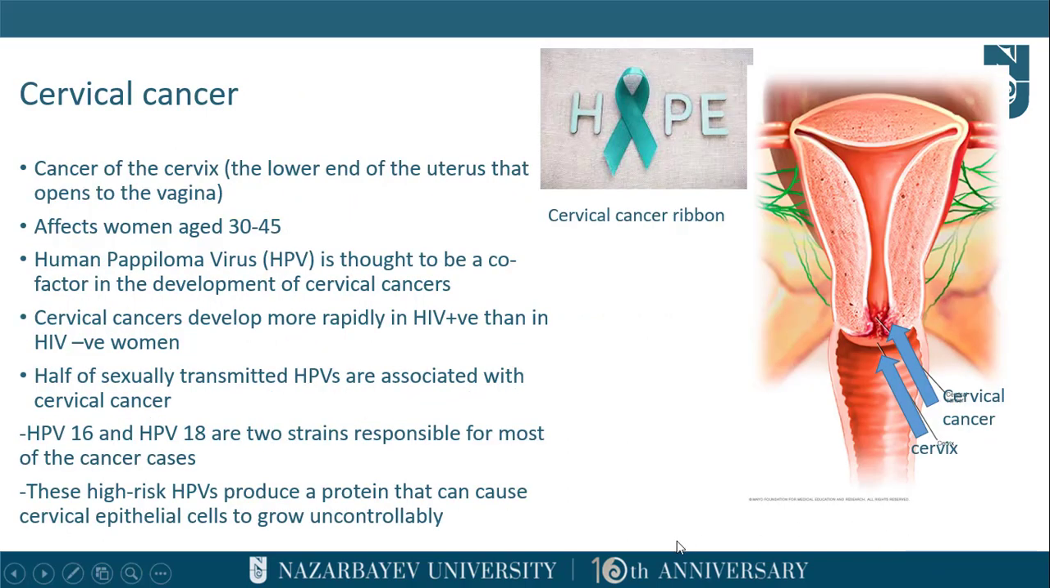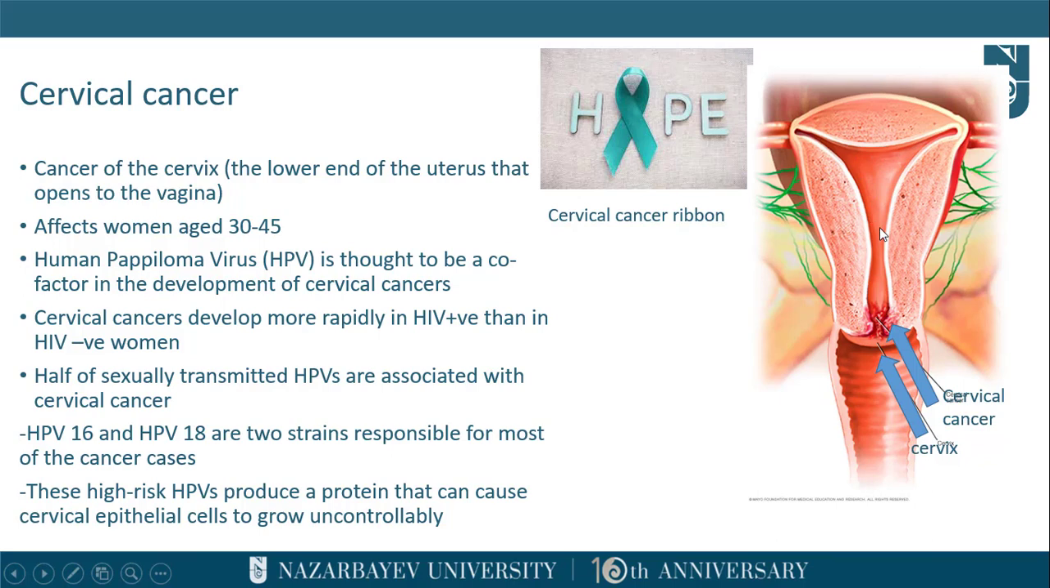Now let's talk about another type of cancer that is frequent in women, that affects women between the ages of 30 and 45. It's called cervical cancer. Anatomically, it's the cervix. It's in the lower end of the uterus, this is the uterus where the baby develops.